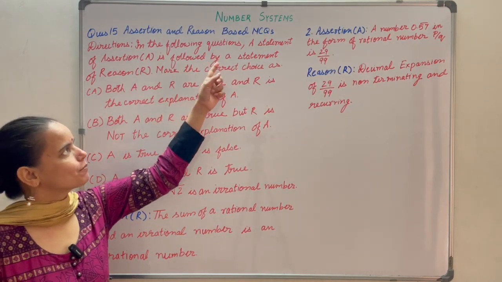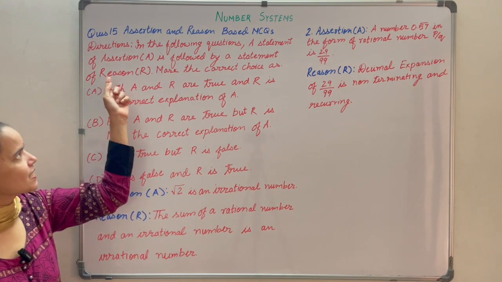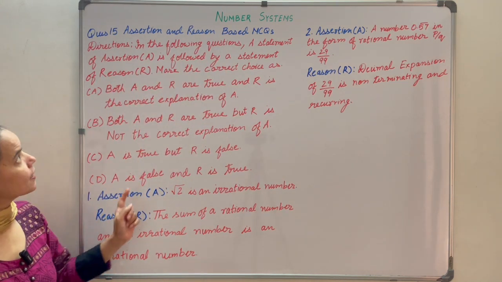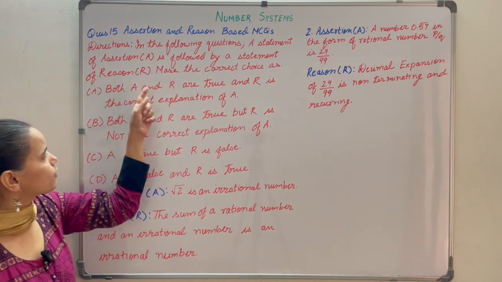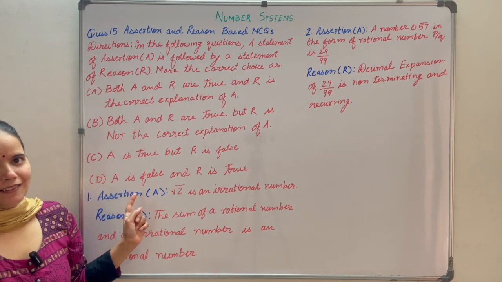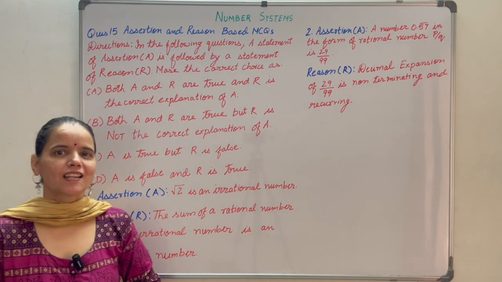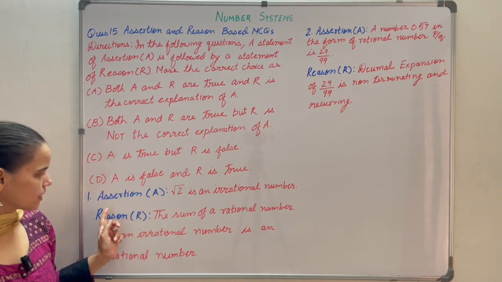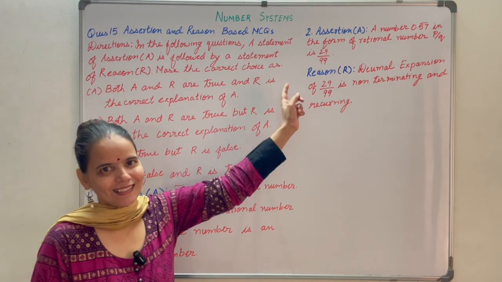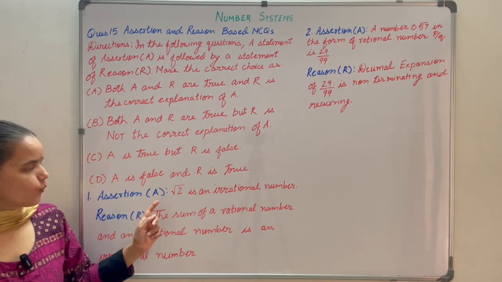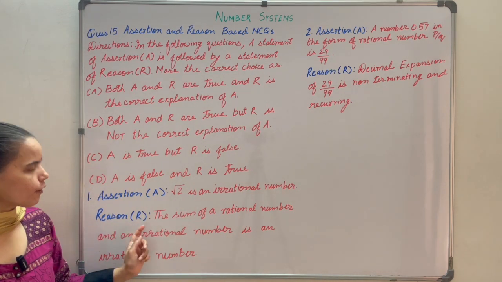Assertion and reason based MCQs. Directions: In the following questions, a statement of assertion A is followed by a statement of reason R. Mark the correct choice as. So this is an assertion and reason based MCQ. There are two questions over here. This is the first one and this is the second one. The first statement is of assertion, which is followed by the statement of reason.